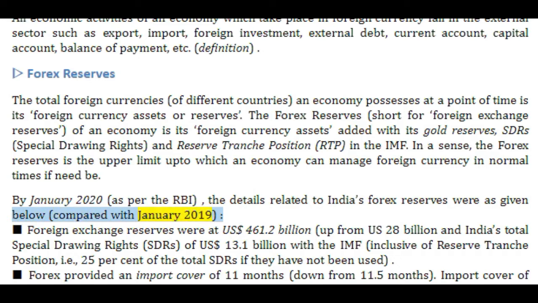Compared with January 2019, foreign exchange reserves were at $461.2 billion, up from $28 billion, and India's total special drawing rights, SDRs, of $13.1 billion with the IMF, inclusive of reserve tranche position, i.e., 25% of the total SDRs, if they have not been used. Forex provided an import cover of 11 months, down from 11.5 months.